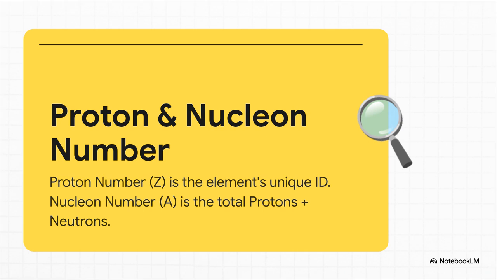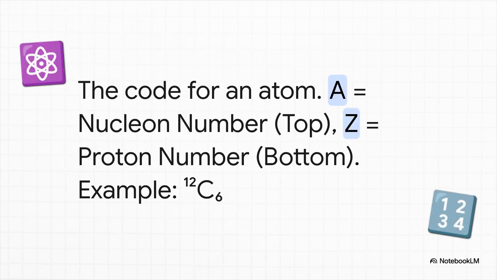Then you've got the nucleon number, which is just the total count of everything heavy in the nucleus. So that's your protons and neutrons added together. And this is how we write it all down, using something called nuclide notation. So, if we look at our carbon-12 example, that top number, 12, is the nucleon number, and the bottom number, 6, is the proton number. See? It's a pretty simple code once you know it.